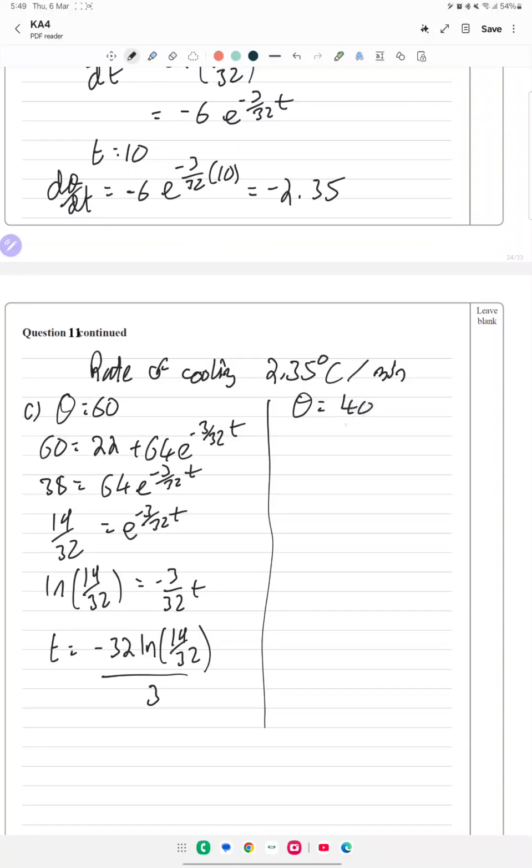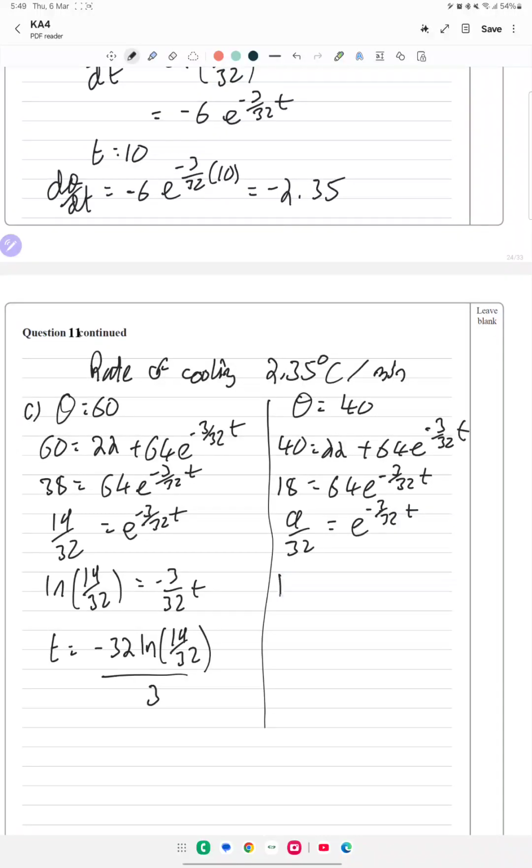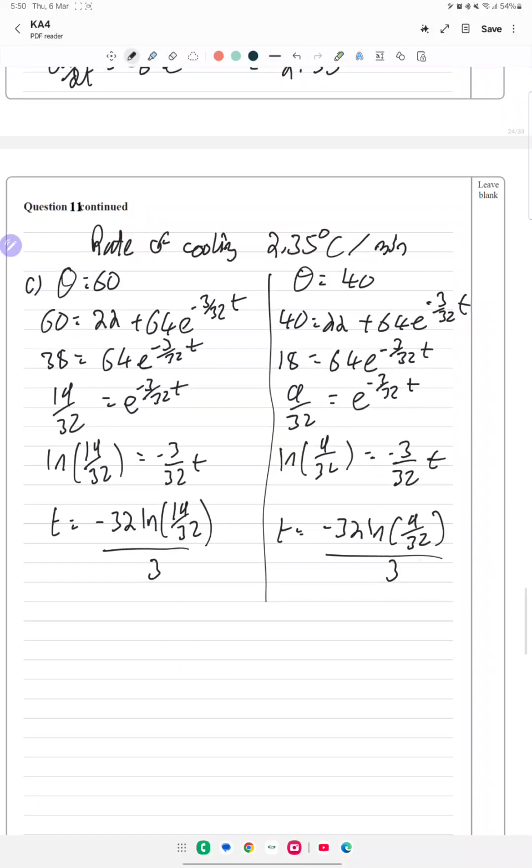Let's do the same for 40. So it's actually really similar working. It's the same working. So 18 is 64 e to the minus 3 over 32t, 9 over 32 is e to the minus 3 over 32t, ln 9 over 32 is minus 3 over 32t, and that t will be minus 32 ln 9 over 32 over 3.